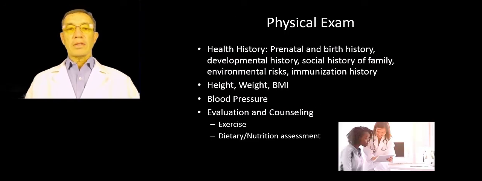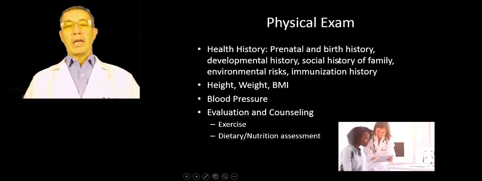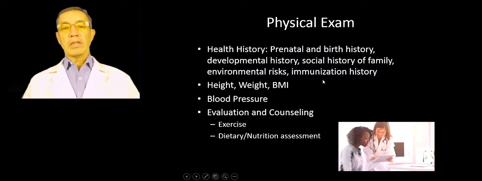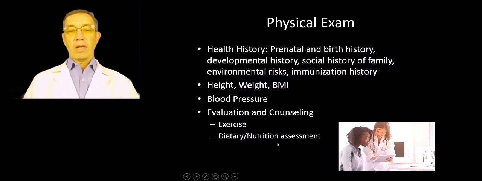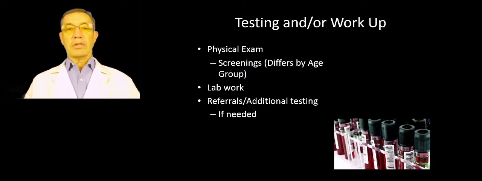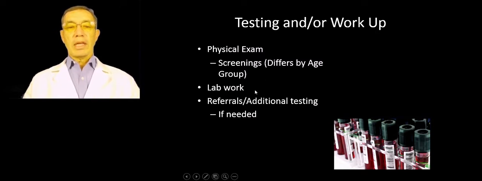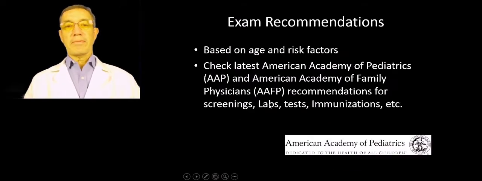So on the physical exam, it's prenatal and birth history, developmental history, social history, environmental risk, immunization history. We'll look at their height, weight, and body mass index, make sure their blood pressure is okay for age, as well as how their overall exercise and nutrition approach is going. There usually are physical exams, and the screenings differ by age, labs, as well as referral for testing.